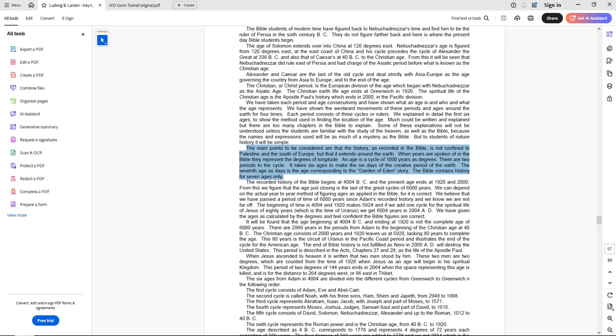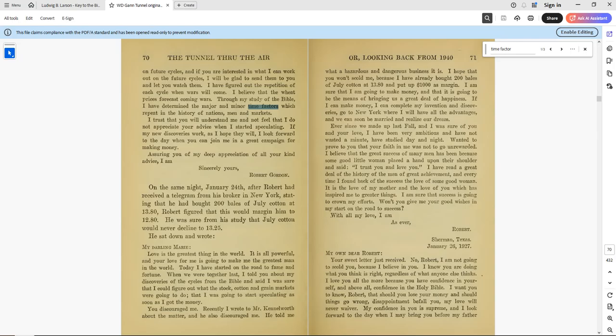And that also confirms what we looked at in that last passage from the Tunnel Through the Air book. Okay, so dwell on that for a bit. And I'm going to take a look back at the Tunnel book, and let's get into time factors a little bit. Plugging in the term time factor into the search bar gives us 3 results. The first one is on page 70.